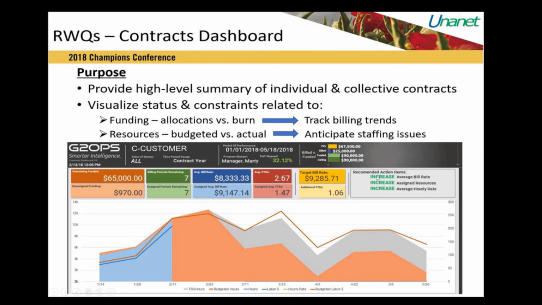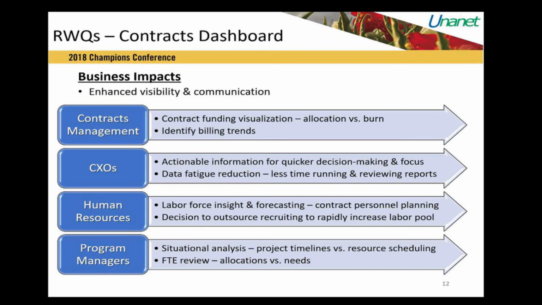The business impacts really have helped us to enhance our visibility and communication, while it also can be distributed across these business units, both within our back office management group and within our production team. So from a contracts management standpoint, this has increased our funding visualization, particularly looking at our allocation versus our burn, helps us to identify the billing trends. For our CXOs, it gives us that, again, actionable information for faster decision-making and reduces that data fatigue.